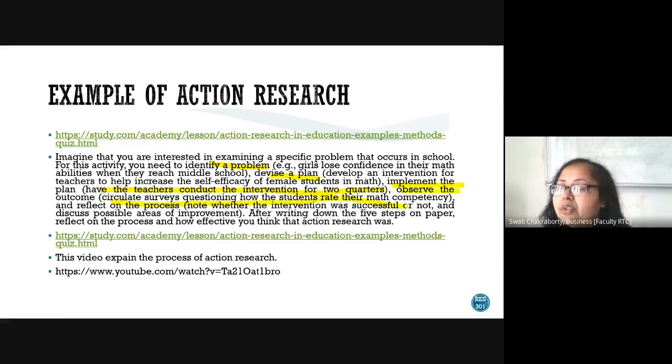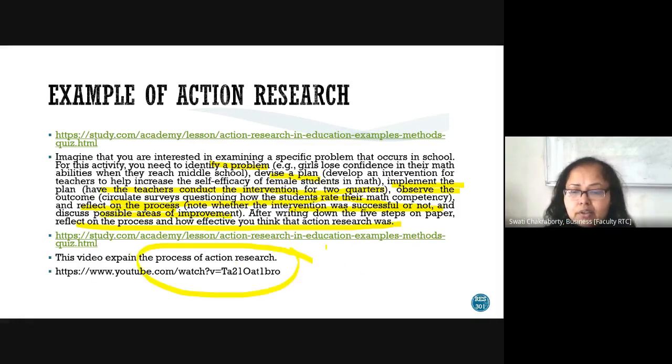Then observe the outcome, where you circulate surveys questioning how the students rate their math competency, and then reflect on the process, where you note whether the intervention was successful or not and discuss possible areas of improvement. After writing down the 5 steps on paper, then reflect on the process and how effective you think your action research was. So you have this video, which actually tells you about the process of action research.